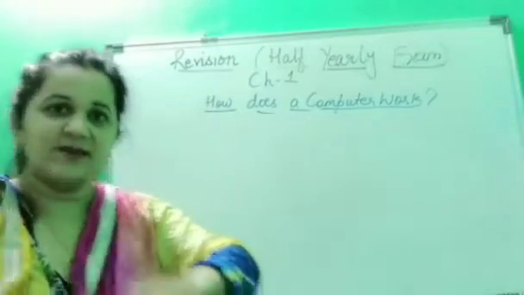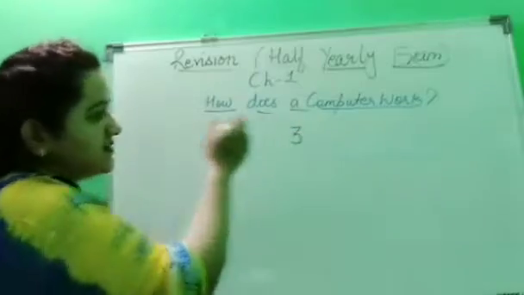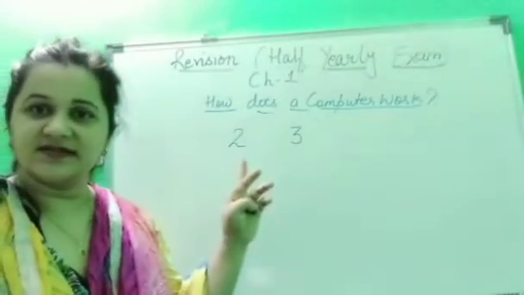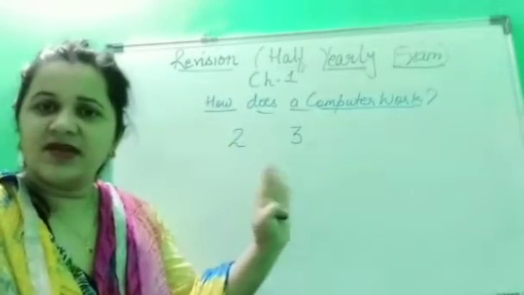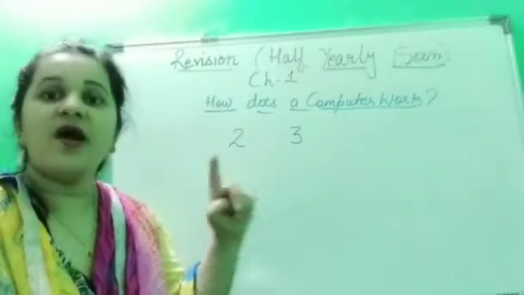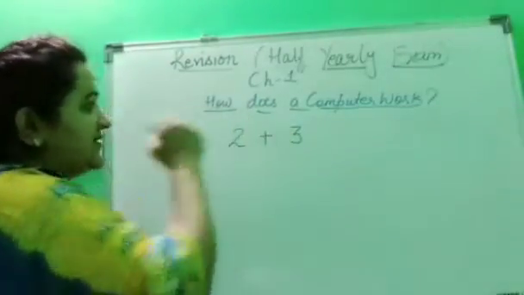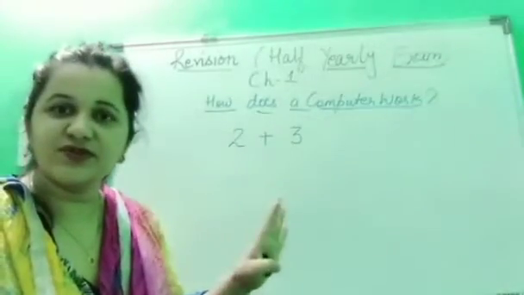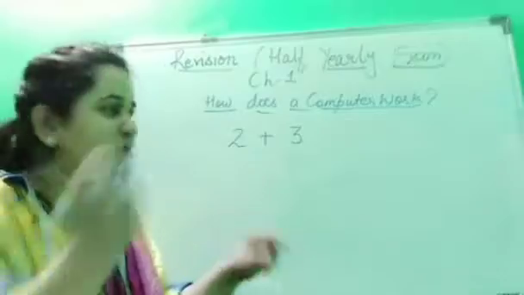Let us take an example. Suppose I have given you the data 2 and 3. Here I have given you the data. This is the data in the form of numbers. Now, does it convey any meaning? What we have to do with these data? Now I'll give you the instructions. I ask you to add them. Now the instruction is given to you. Now you will process it in your brain and you will produce the result.